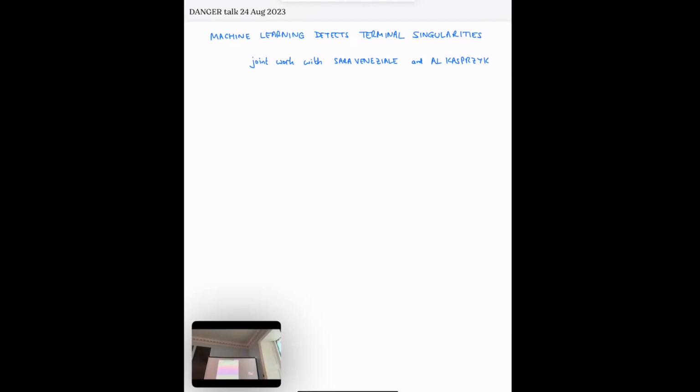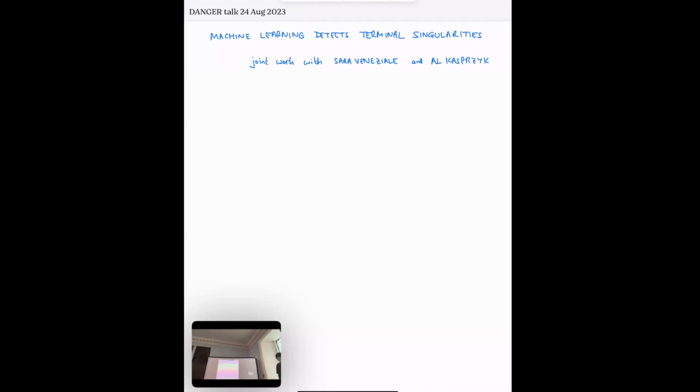What I want to talk about today is joint work with Sara Veneziale and Kasprzyk. And what I want to illustrate by means of an example is what I think is a really powerful and new approach to doing mathematics. So, using artificial intelligence and machine learning tools to guide human discovery, human understanding in maths. Essentially using AI as a tool to guide mathematical research.